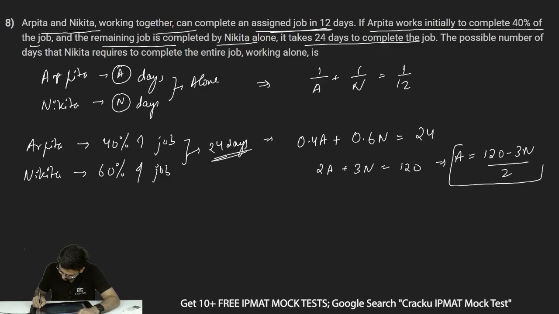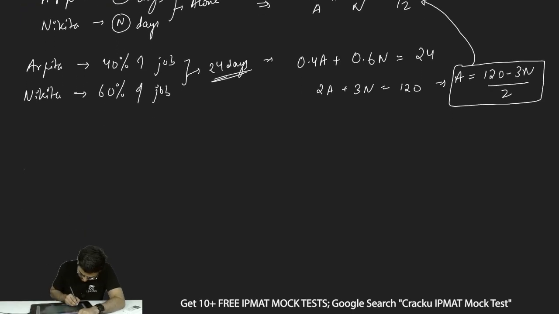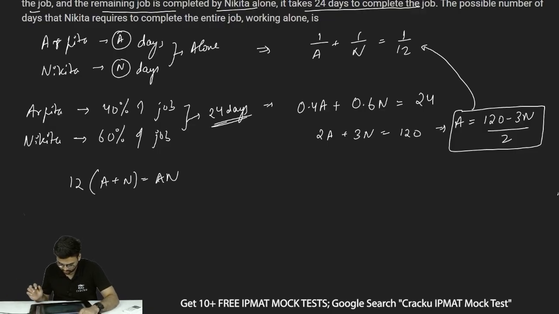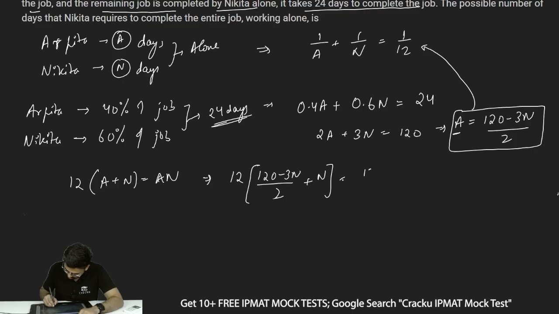Now A is equal to (120 minus 3N) by 2. I'll put it in this equation. After solving this, I'll get 12 into (A plus N) is equal to AN. I'll take the LCM, take the denominator to the right hand side and the right hand side denominator to the left hand side. So 12 into (A plus N) is equal to AN. I'll substitute the value of A. So this will come out as 12 into ((120 minus 3N) by 2 plus N) is equal to ((120 minus 3N) by 2) into N.